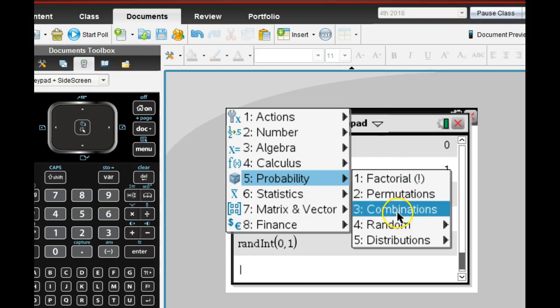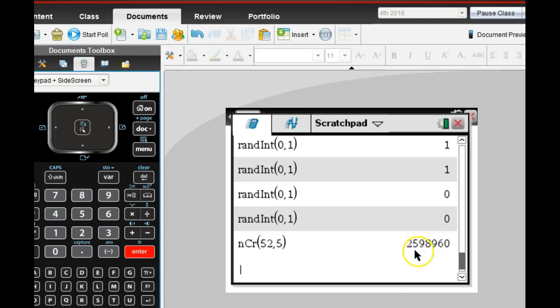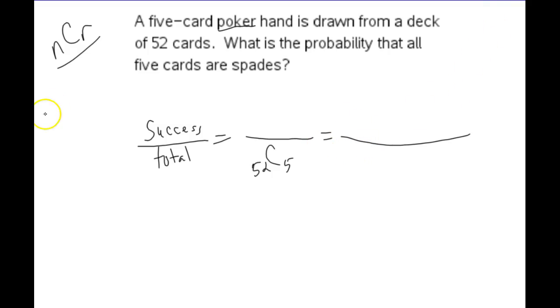And then it's a combination. NCR is a combination. You're going to say 52, comma 5. It should be over 2.5 million, I think. 2,598,960 or something like that. So that's the number. You have over 2.5 million hands that you get in poker.